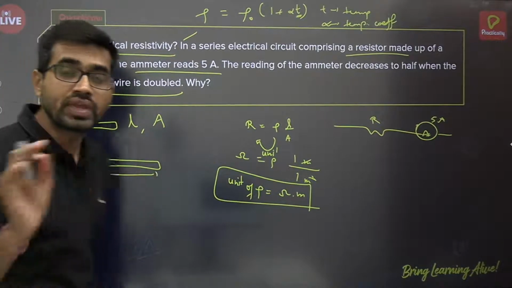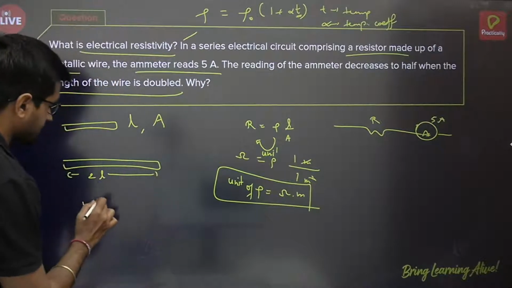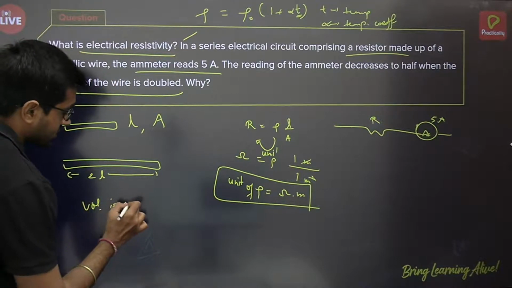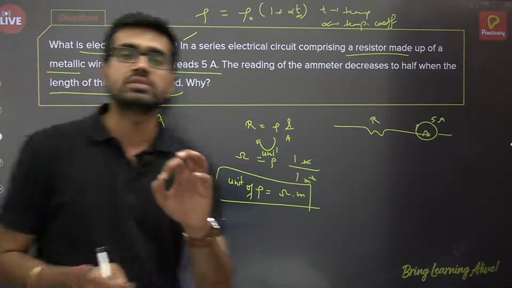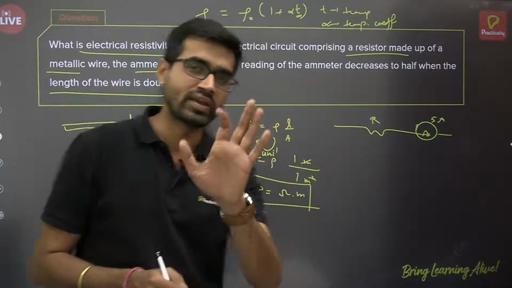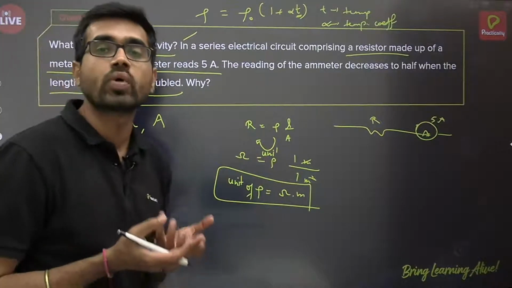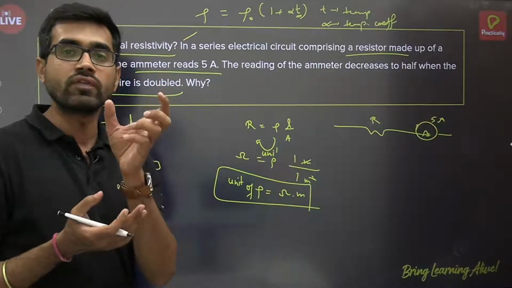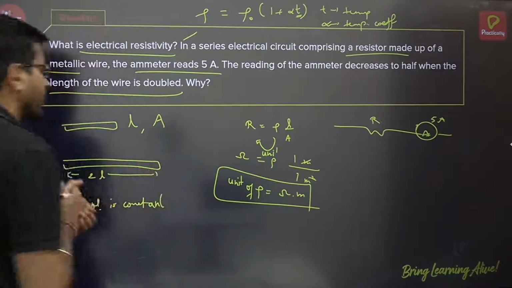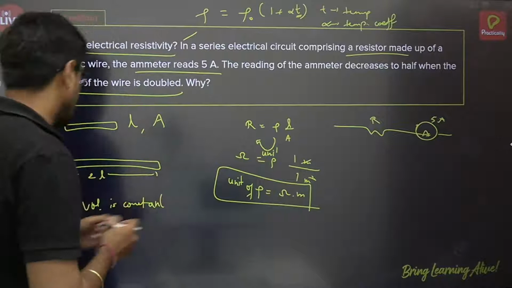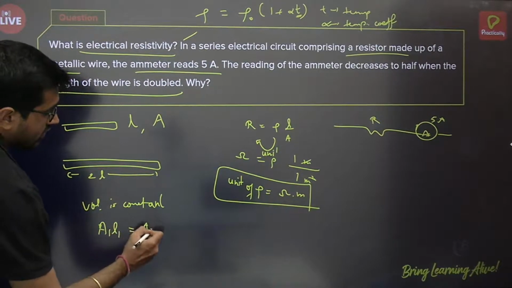what happens to the area? Apply your brain. The volume can never change. The volume is constant. This simply means that initial volume is equal to final volume. So the initial volume is nothing but area times length. Pi r square h is the volume formula for a cylinder. Wire is generally considered to be a cylinder. So area into length. So A1 L1 will be equal to A2 L2.